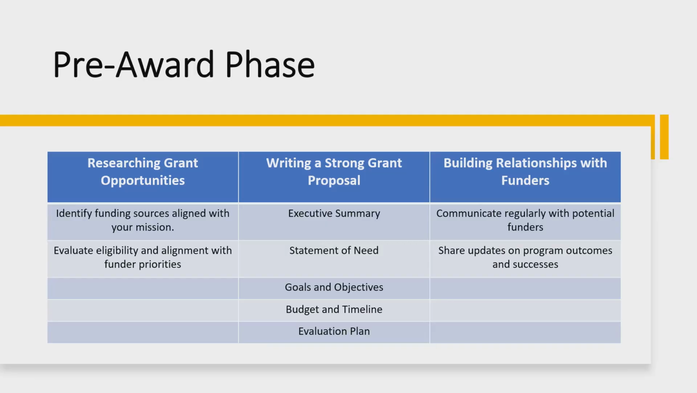The pre-award phase is your foundation for grant success. Begin by researching opportunities that align with your mission and evaluating eligibility requirements. Simultaneously, build relationships with potential funders through regular communication and updates. When ready, craft a compelling proposal featuring a concise executive summary, clear needs statement, specific goals and objectives, realistic budget and timeline, and a thoughtful evaluation plan. This preparation maximizes your chances of securing crucial funding.